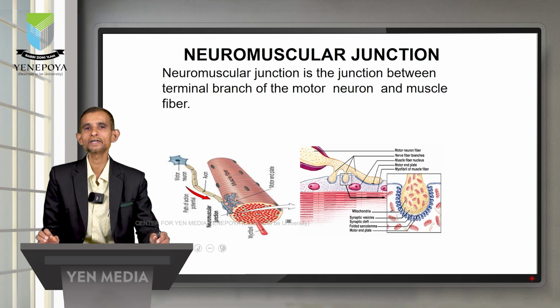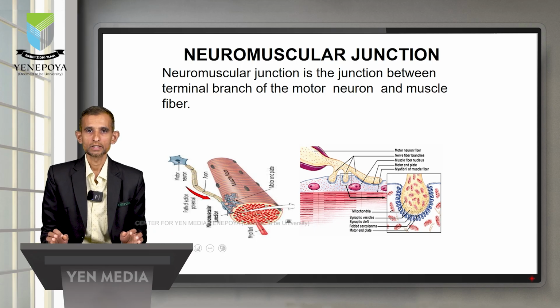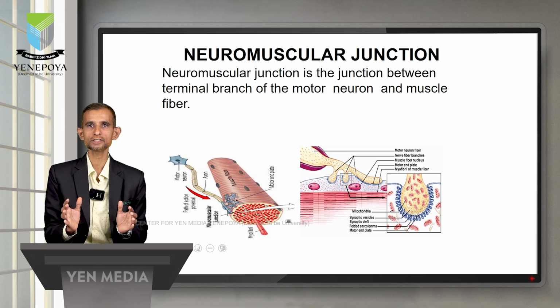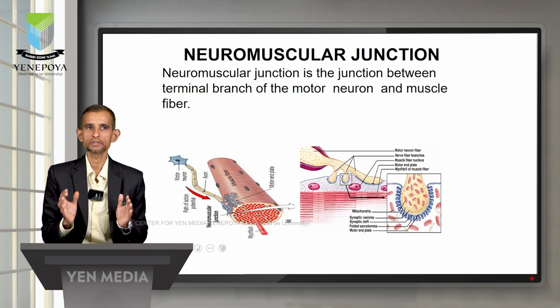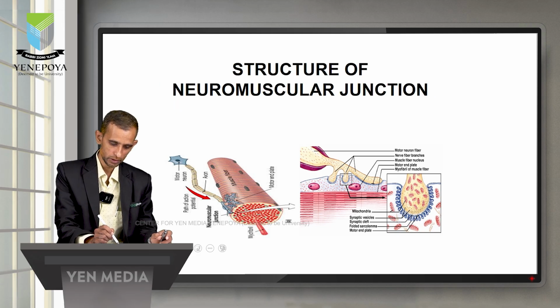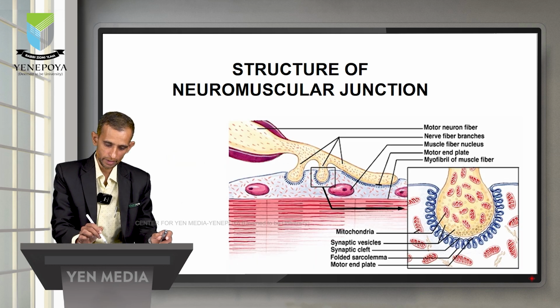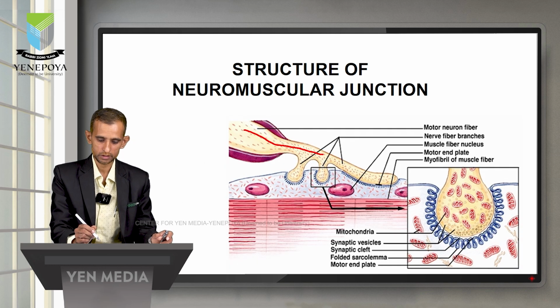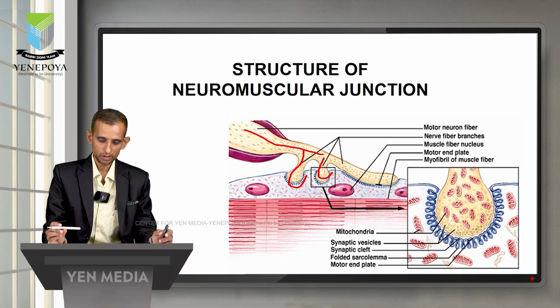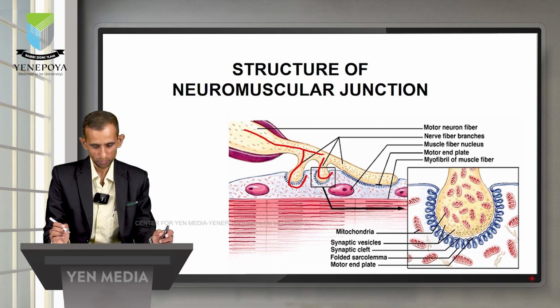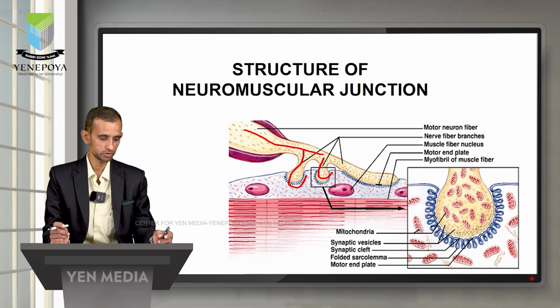What is a neuromuscular junction? The junction between the motor neurons and muscle fibers is known as the neuromuscular junction. You can see here an axon divided into many branches. These are known as axon terminals, and they invaginate into the muscles. That is the neuromuscular junction.